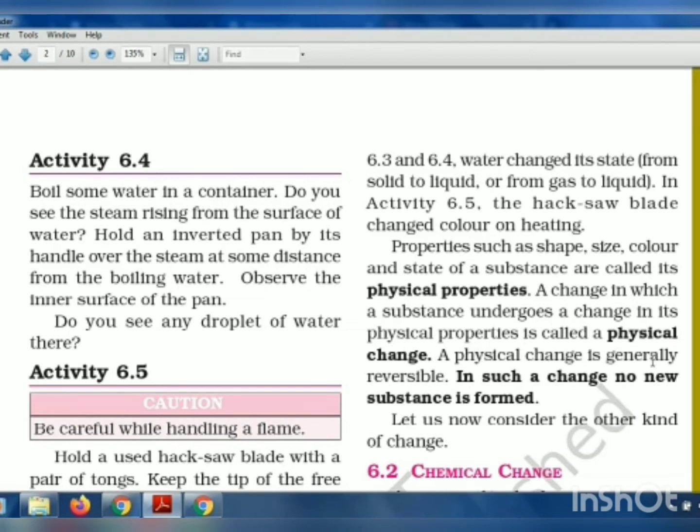So when there is a change in the physical properties of any substance, it is called a physical change. A physical change is generally reversible. So they are saying that a physical change can be reversed. In such a change, no new substance is formed. We saw that nothing new is formed, right? Water was there, water was boiling, it was converting to steam, again it converted to water only. There was no change in the substance. The substance remains the same. So now, we have completed the physical changes: what the physical properties are, and which physical properties change in a physical change.